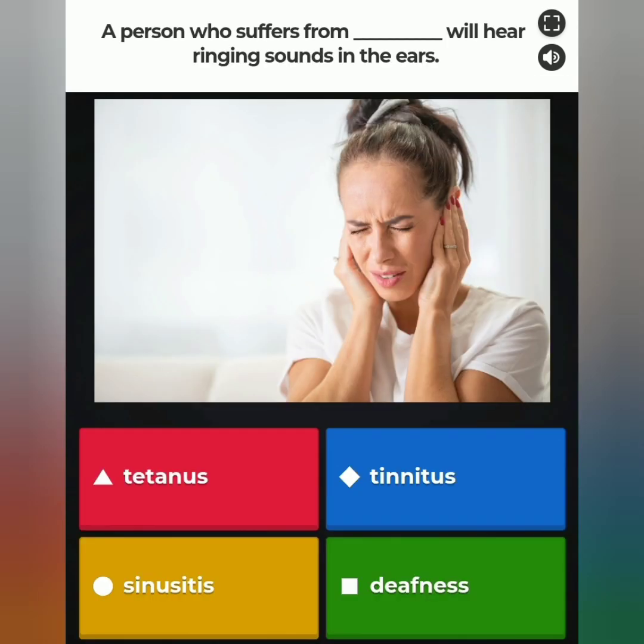So it depends. A person who suffers from tinnitus will hear ringing sounds in the ears. Tinnitus is a medical condition in which one or both of the ears have a ringing sound. Sinusitis can trigger tinnitus. We would have also looked at other health conditions that can trigger tinnitus, but tinnitus is a condition in and of itself. So you don't have to have other conditions to have tinnitus, but tinnitus can be triggered by other conditions.